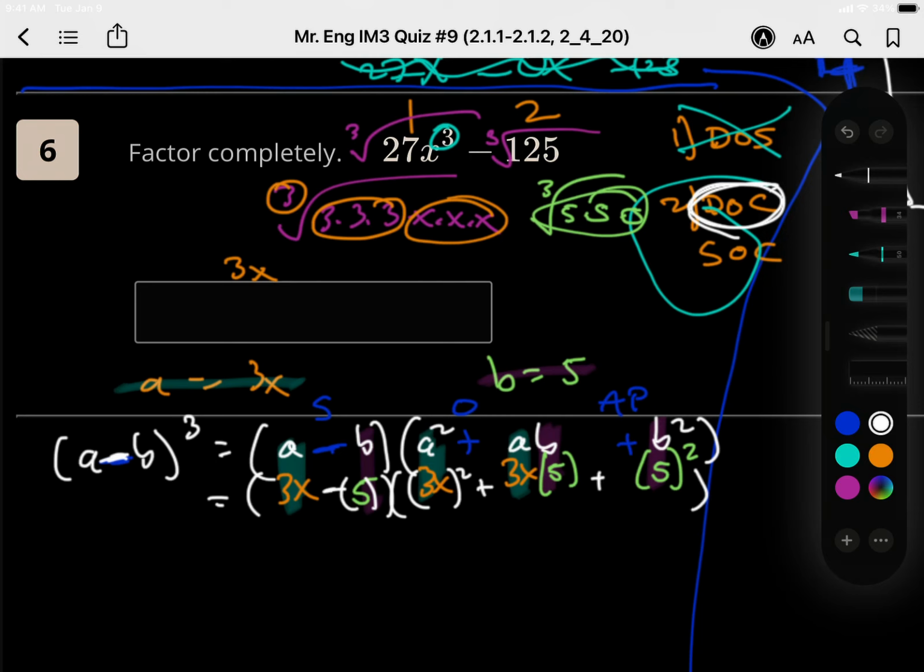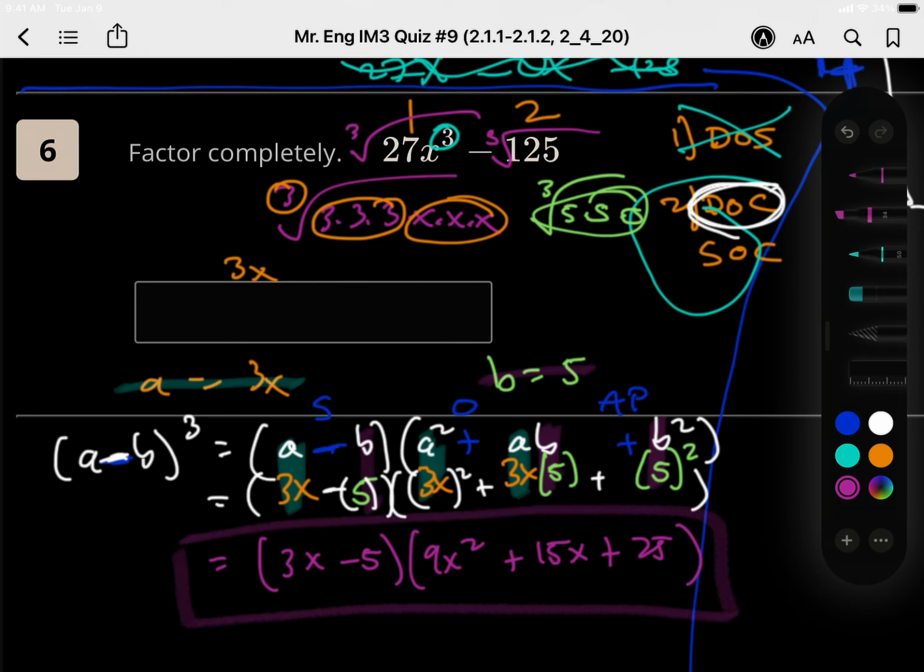Okay, let's go ahead and just clean that up. So I have 3x minus 5. 3x times 3x is 9x squared plus 15x plus 25. And this would be our answer. Let's write that in there. So again, this trinomial here is prime. You can try, but you can't factor it again. And that would be our answer and our last question to our quiz.